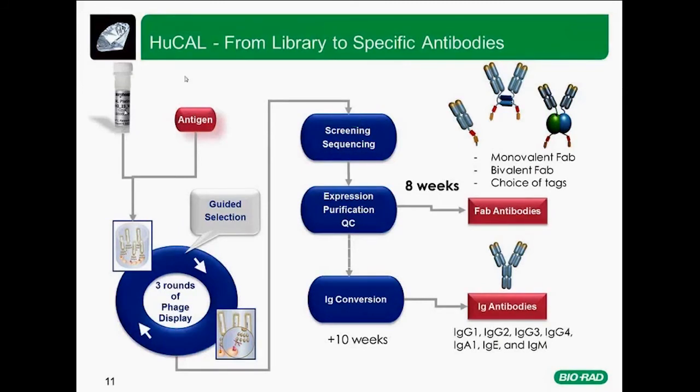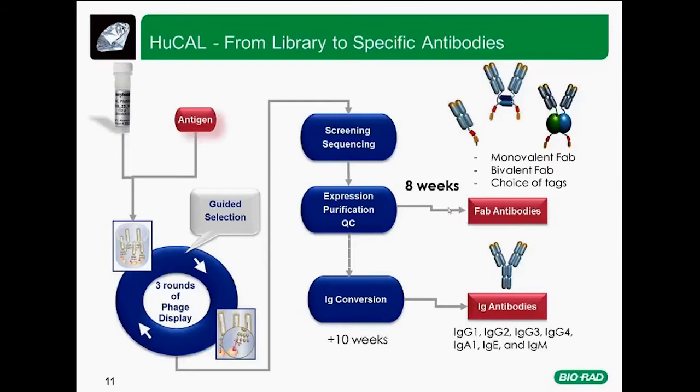You simply mix your phage library with the antigen and then perform 3 rounds of phage display, and here you can guide the selection into the direction you want, and I will show you examples for this in a few slides. After the 3 rounds of phage display, the whole pool of Fab genes is subcloned into an expression vector, and then single colonies, so monoclonal antibodies, are screened. We usually do that in a 384-well format. The best hits are then sequenced, and only unique antibodies are expressed and purified and tested again.